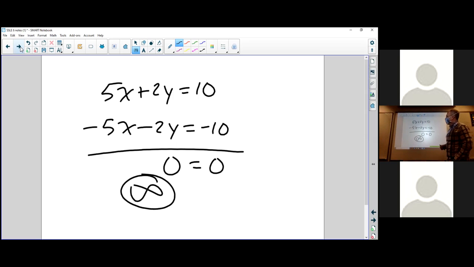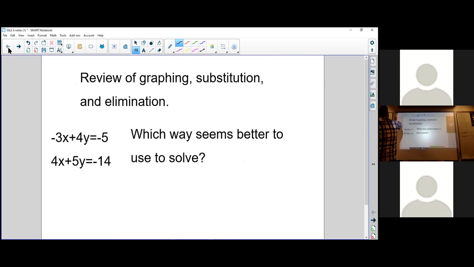All right, let me go to the notes now. We're going to review graphing, substitution, elimination. Which way seems better to solve this problem? Well, one, I'd say graphing's off the table because there's not even a graph available. Agree? Hopefully you're on your phones a little too much.